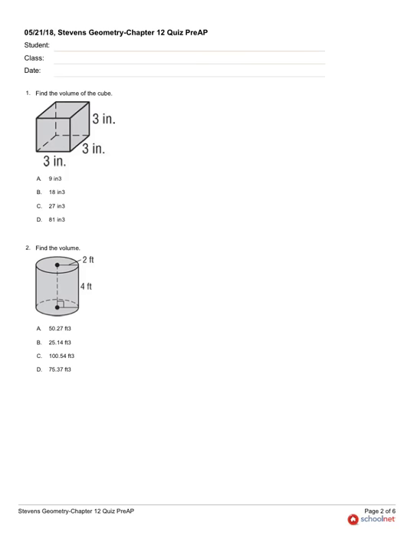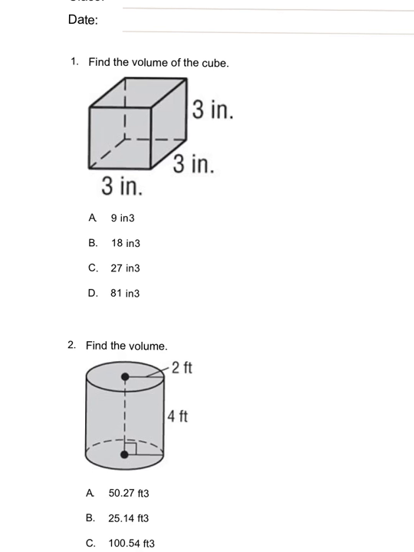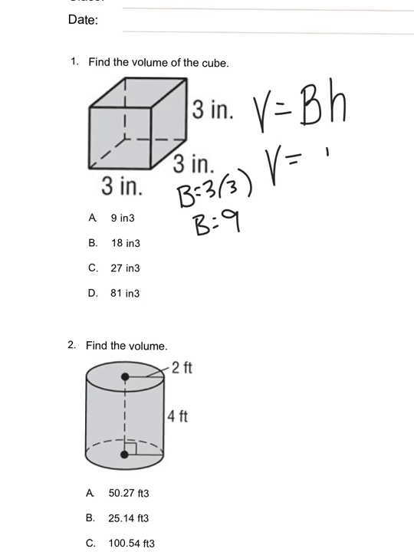Question number 1 said find the volume of the cube. We know the formula for the volume of a cube, we look at the prisms. Volume equals area of the base times the height of the prism. The area of the base is a square at the bottom, so 3 times 3, the base is 9. So volume equals 9 times 3, volume equals 27 inches cubed.